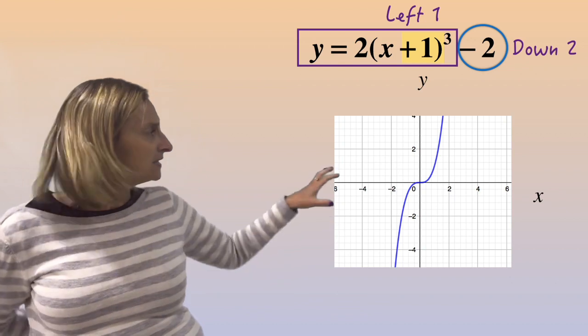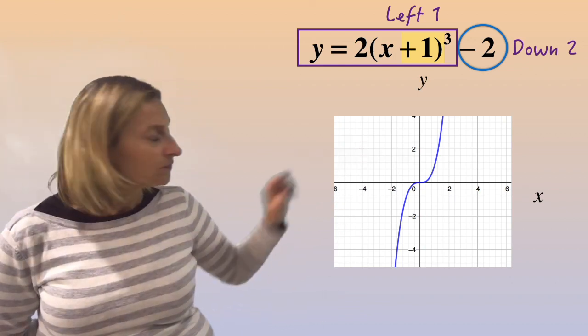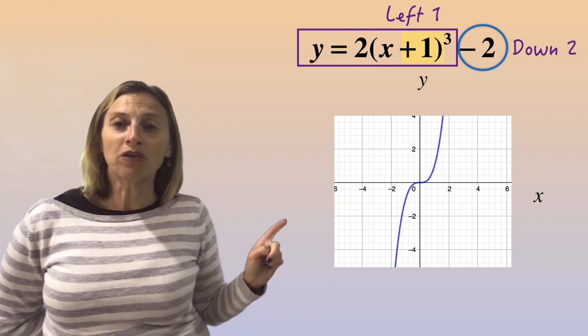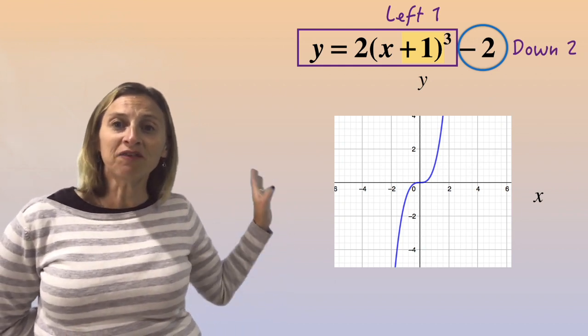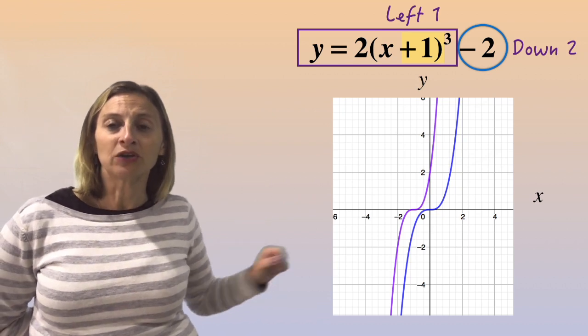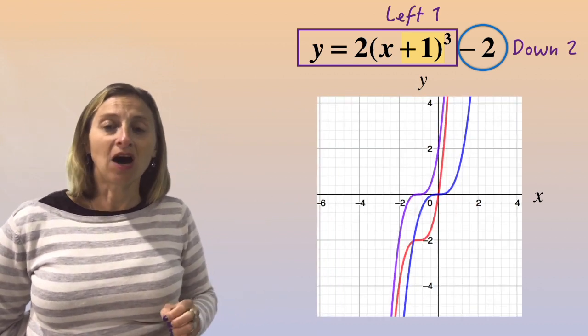So we have our basic x cubed, which looks like this. That's going to be a little bit steeper than usual. We know that it's going to move to the left 1, and then it's going to go down 2. And I can highlight my answer.